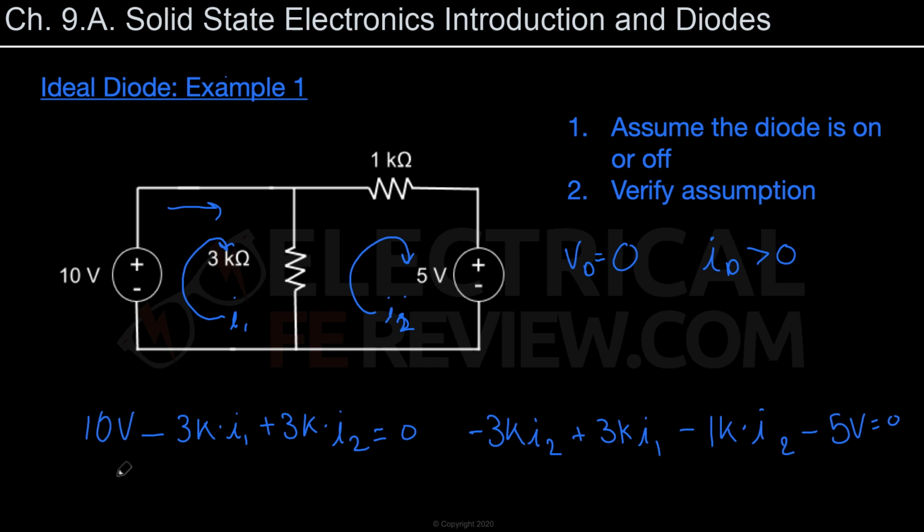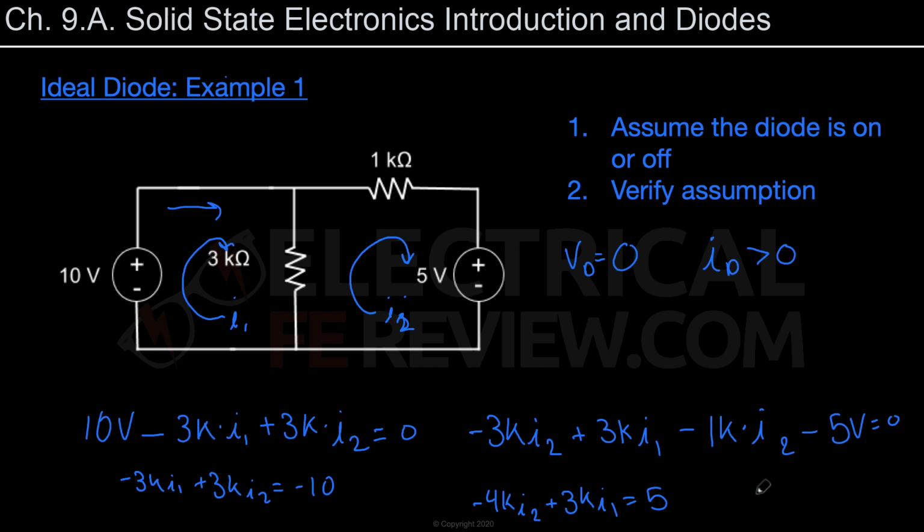Then to simplify this, we get negative 3k I1 plus 3k I2 equals negative 10, and negative 4k I2 plus 3k I1 equals 5.